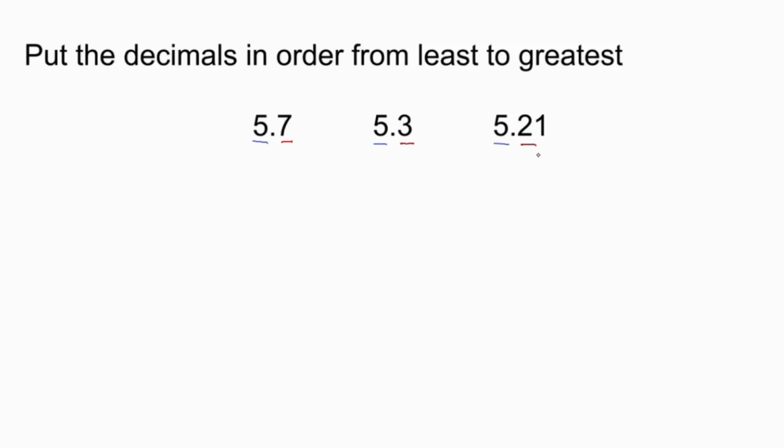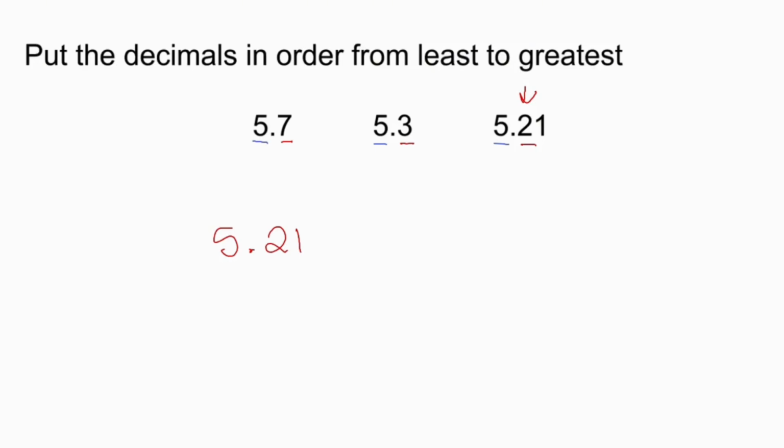So since these are all different, that means the smallest number in the tenths place value is going to be the smallest number overall. So I have 7, I have 3, and I have 2, which means that 2 represents the smallest. So 5 and 21 hundredths is my smallest value.